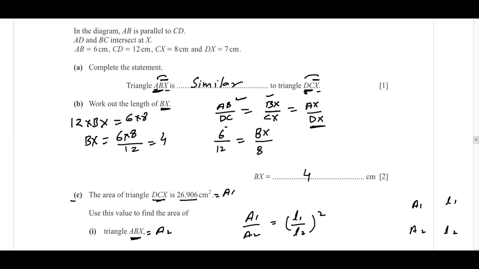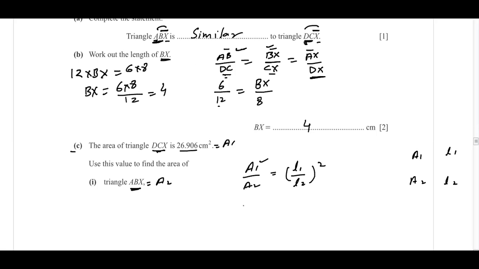So what is the corresponding side for this one? Here are the corresponding sides. These are the sides of DCX and these are the sides of ABX. Okay, so let's consider this one. I will consider the side DC. As I'm taking A1 on top, obviously its corresponding side DC I will take on top. I mean, I can say A1 over A2. A1 is given, right? The value of A1.